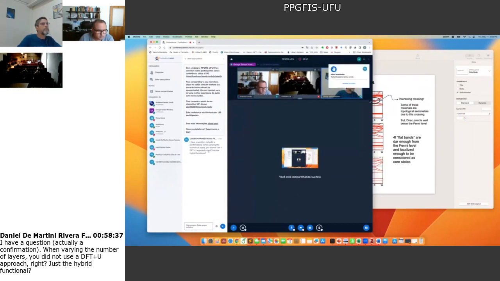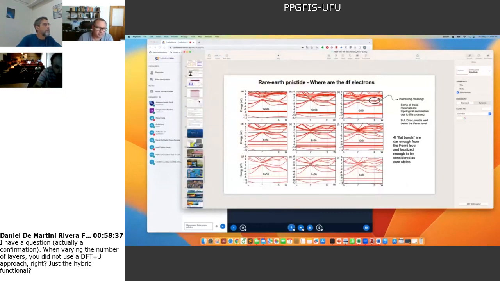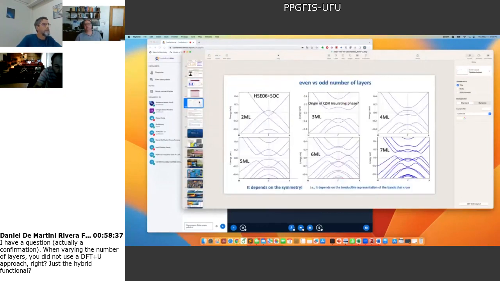When varying the number of layers, you did not use a DFT plus U approach, right? Just the hybrid functional. Well, we did both. And we presented the results of GGA plus U because we would like to make sure it's robust against the functional, right?